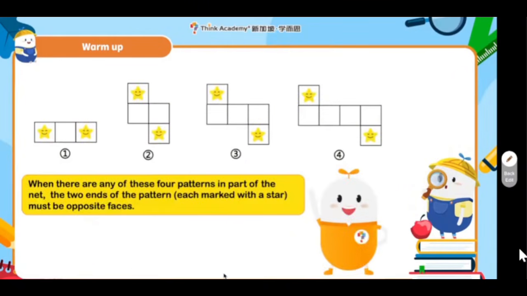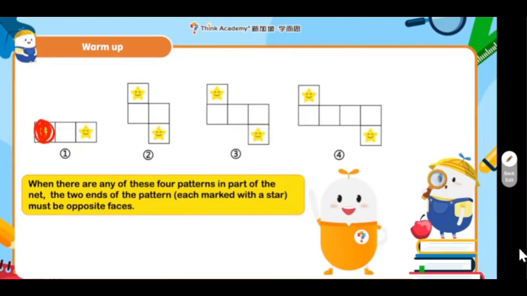Then everyone, this time, let's see. When any of the 4 patterns appear in part of the net, the 2 ends of the pattern must be opposite faces. The faces with the stars are opposite faces. The first one is just the I shape, right? The I shape, you still remember? Okay, draw a pig nose.